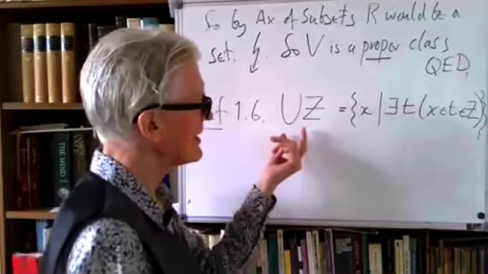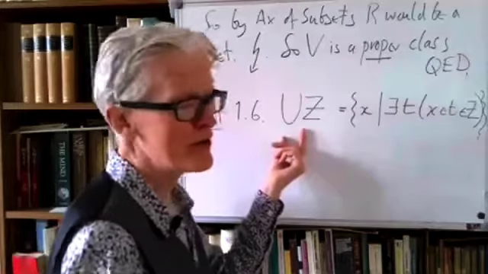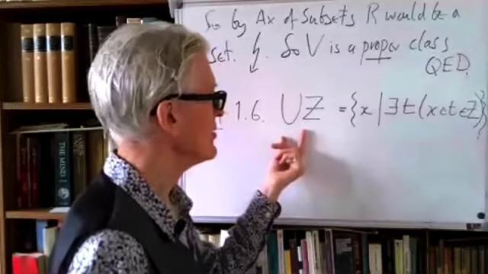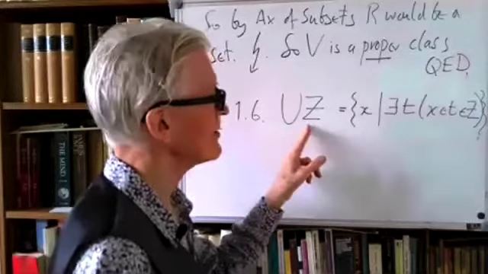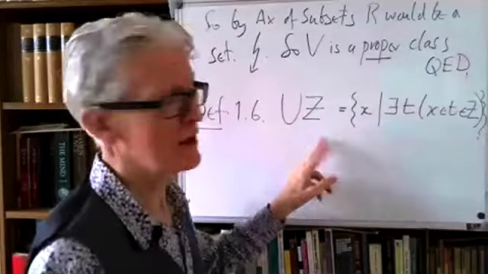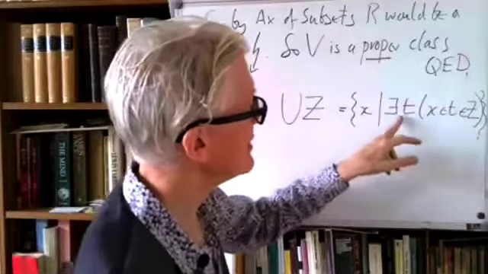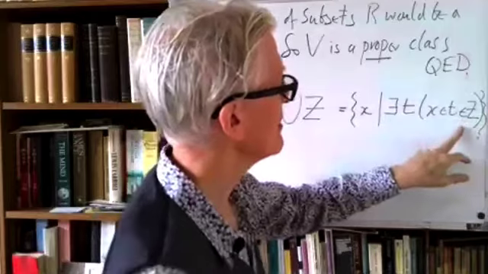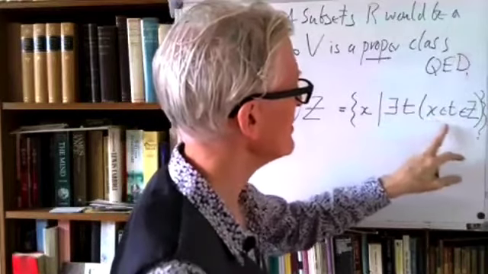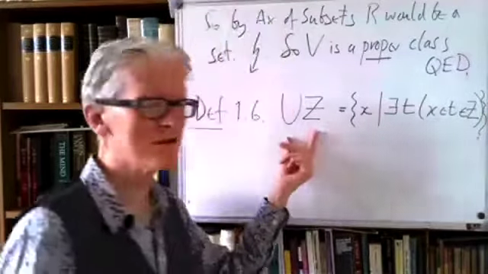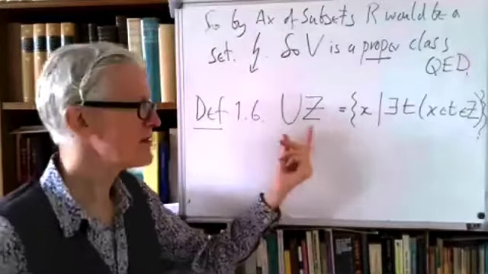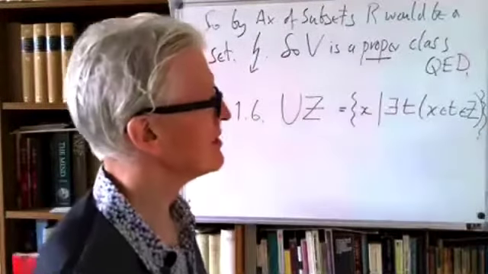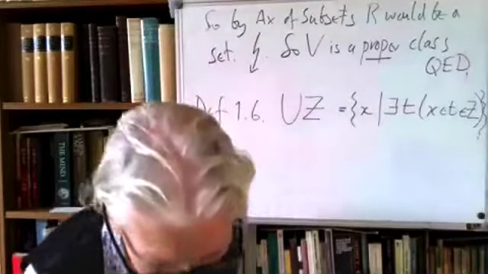So when I say union, this big U stands for union, it's the union of all sets T that are in Z. That's what this would mean here. I look at any T that's in Z. I look at anything that's in one of those T's, and that's in here. So this is the union of all of the T's that are in Z here.